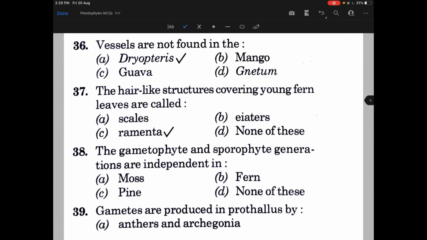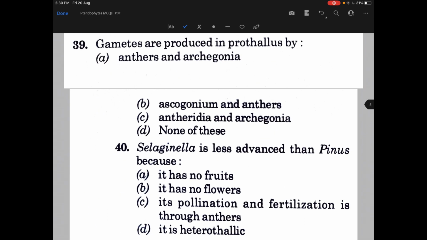The gametophyte and sporophytic generations are independent of each other in case of dash, and the answer is B, that is fern. Next, gametes are produced in prothallus by dash. The answer to this is C, that is antheridia and archegonia.